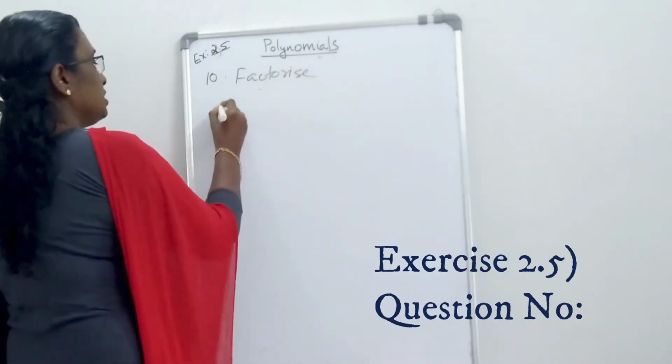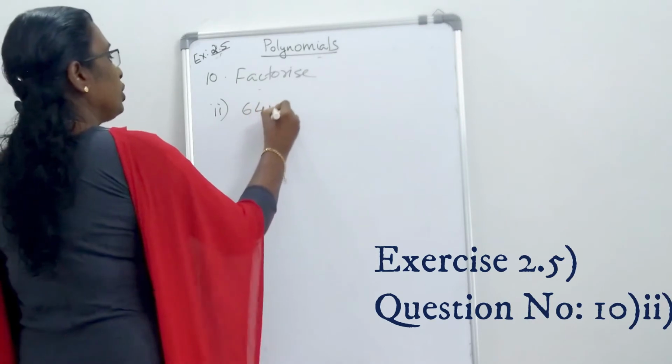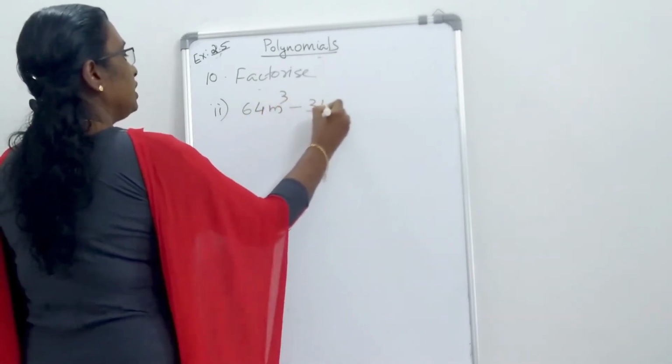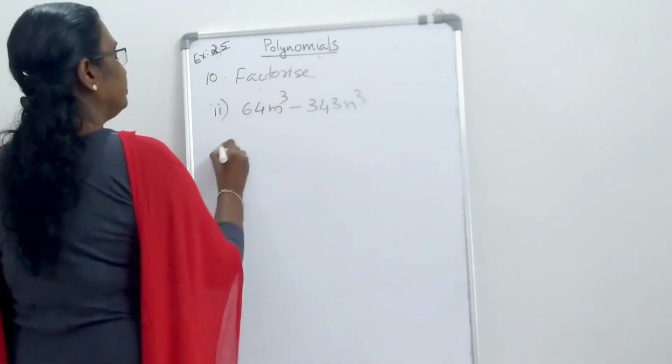The next question is 64n cube minus 343n cube.